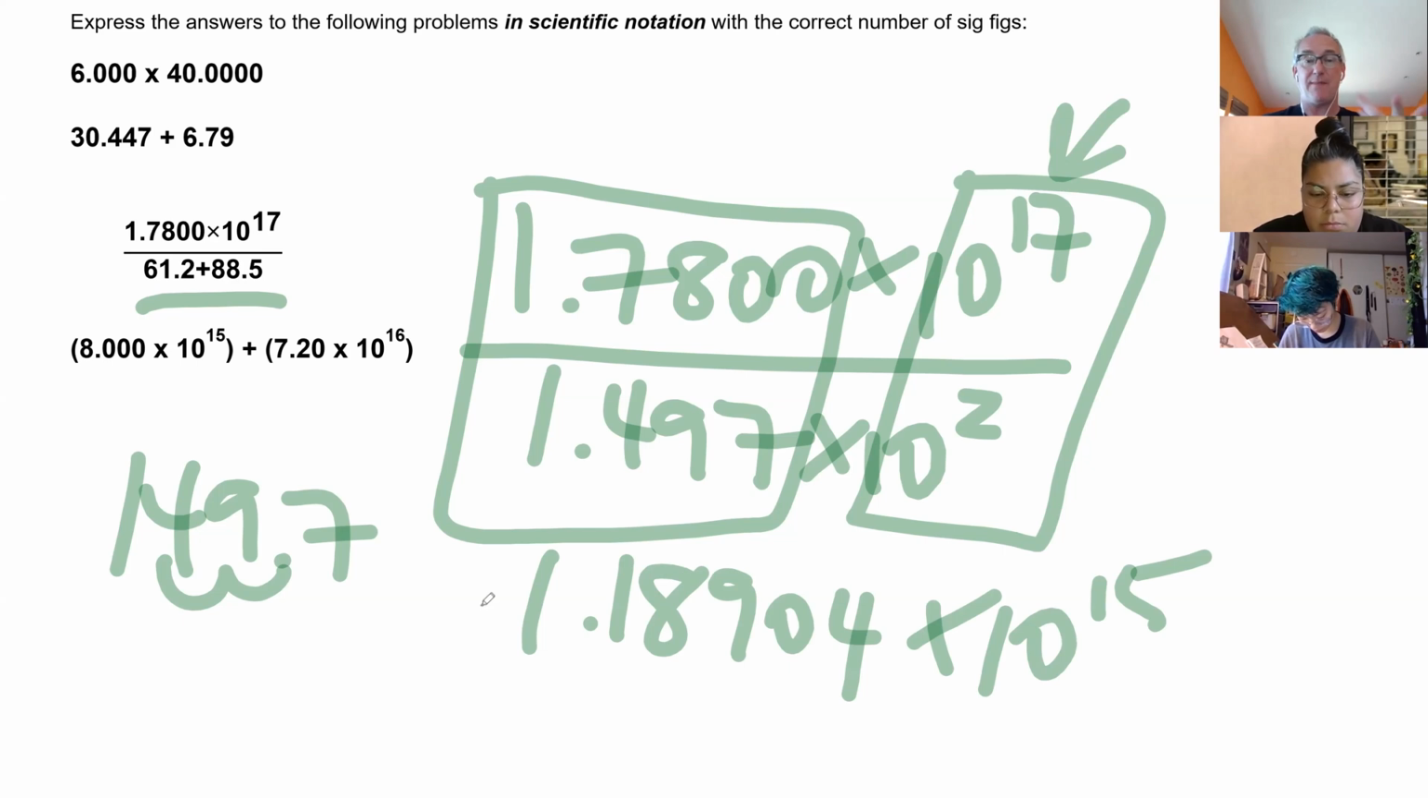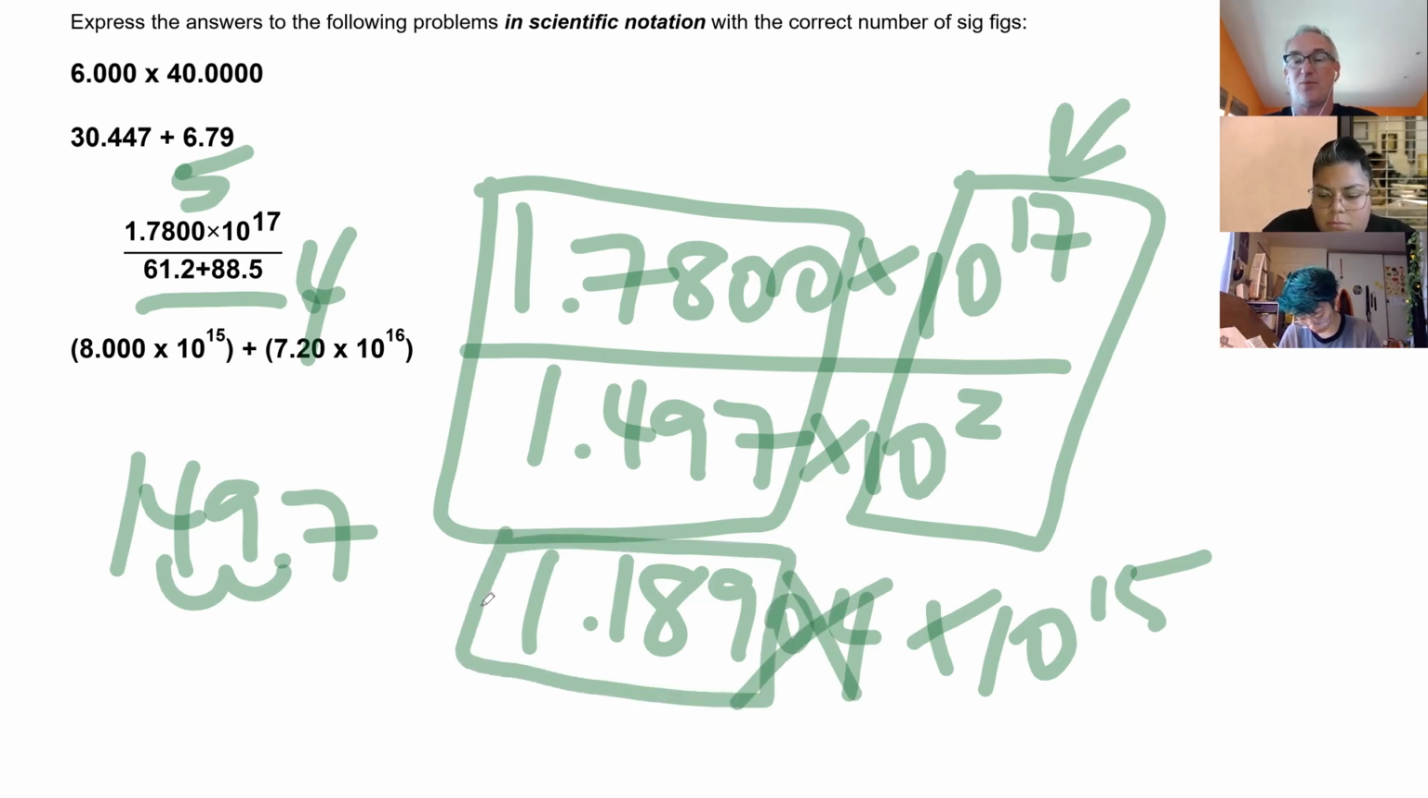But the question is, how many significant digits do we use for this particular answer? 4. 4, right, because we have 5 up top and we have 4 on the bottom. And our precision is limited by our least precise number. And here, the number with the least precision is our denominator. So we lose these 2 and we just keep these 4. So our answer would be 1.189 times 10 to the 15.